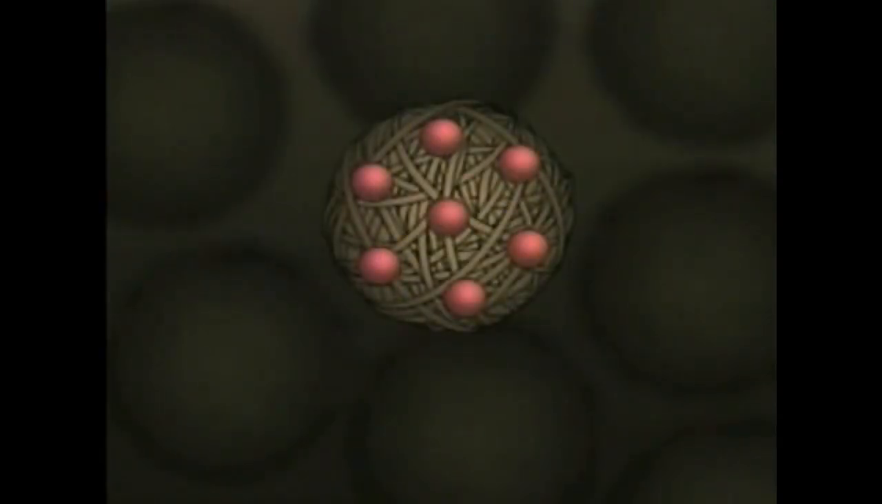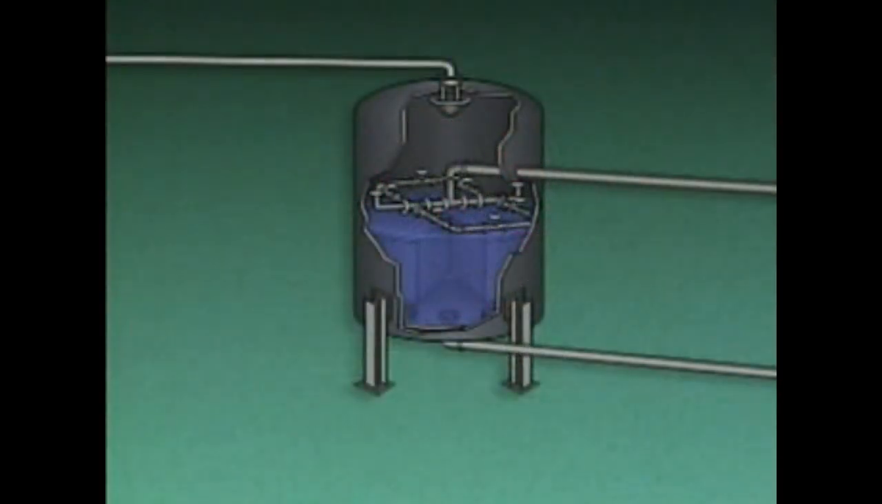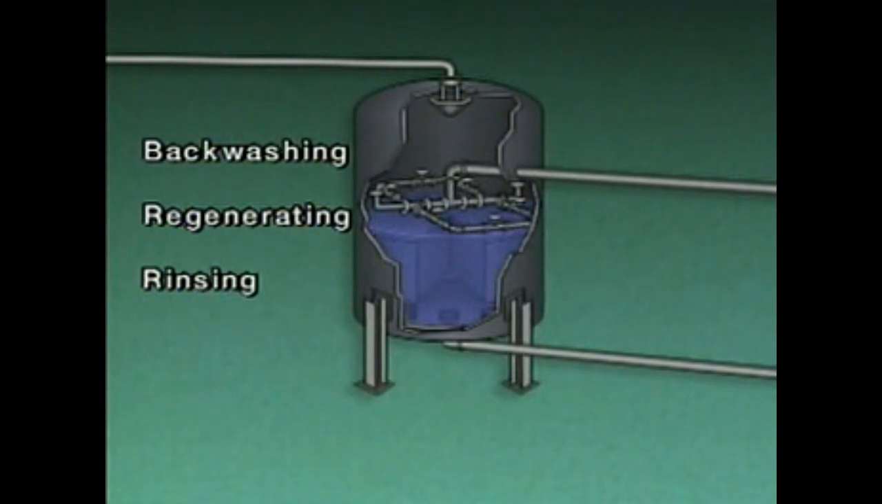Over time, magnesium and calcium ions build up on the resin beads in the softener. To remove these hard ions so that the resin beads can be reused for softening, a process called regeneration is performed. During this process, the hard ions on the resin beads are replaced with sodium ions. Generally, regeneration takes place in 3 steps: backwashing, regenerating, and rinsing.